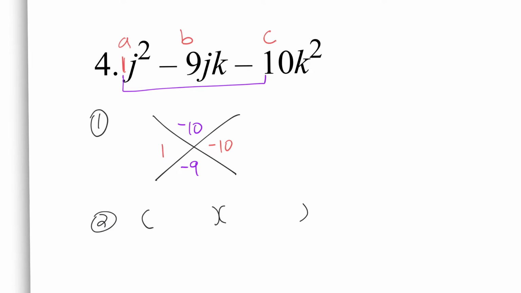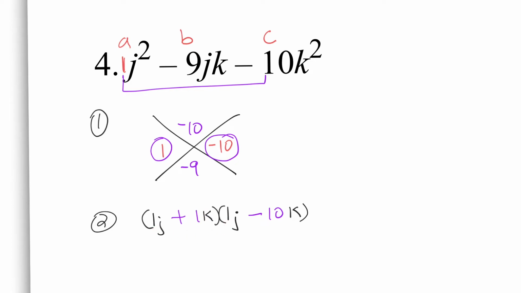Let's go up to the trinomial. So I'm going to bring down the a value, 1j and 1j. And also keep in mind, remember that we have a k squared at the end of the trinomial. So we need to write down a k here and a k over here. Now you guys are going to bring down your factors, the plus 1 and the minus 10.